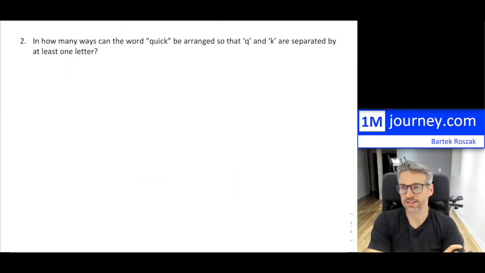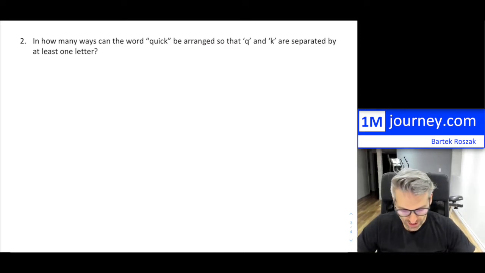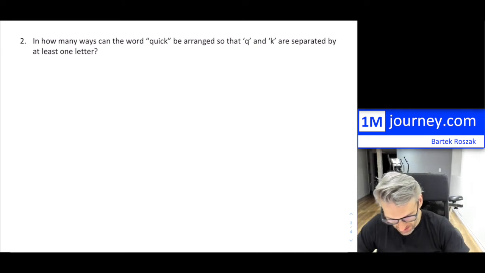So here's another example from this particular test. In how many ways can the word quick be arranged so that Q and K are separated by at least 1 letter? Okay, so this is an interesting one. And students will run into some problems if you haven't seen this before. And how do we think about this example?